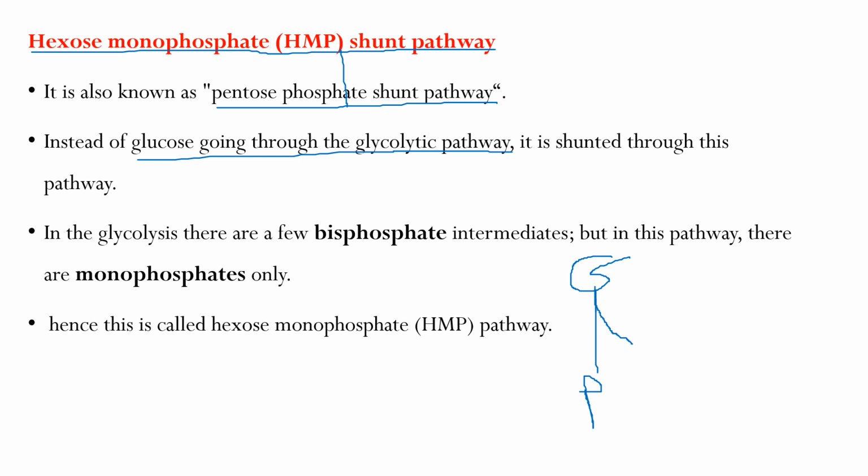In glycolysis, a few bisphosphate intermediate products are produced. For example, fructose 1,6-bisphosphate is a bisphosphate intermediate product in glycolysis, but in the hexose monophosphate shunt pathway, only monophosphates are produced. Therefore, it is known as the hexose monophosphate shunt pathway.